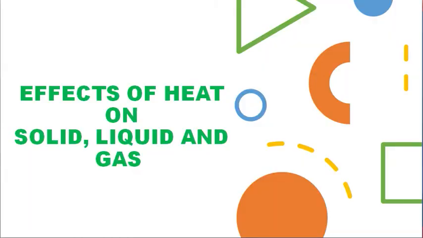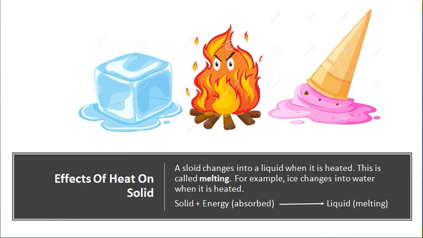Now students, we will learn our third topic, and that is effects of heat on solid, liquid and gas. In this part of the lesson you will learn how heating can change a substance from one state to another. First of all, we will learn the effects of heat on solid matter. What does heat do to solid things?